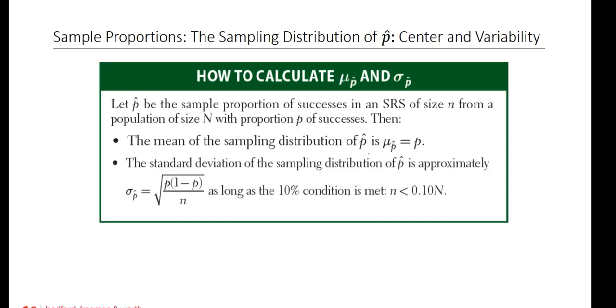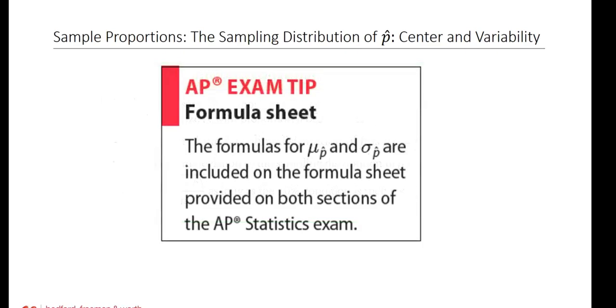It's going to be p times the complement of p, or 1 minus p, all divided by n and all square rooted. And it also has to meet the less than 10% condition, right? So we've got to plug in numbers and prove that's true as well. Those are both included on the formula sheet. Super nice.